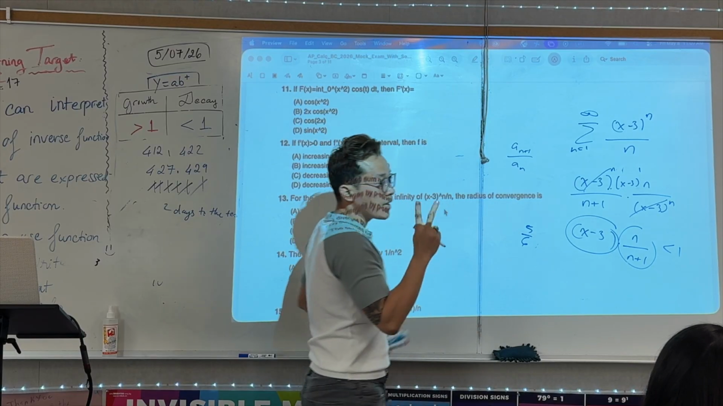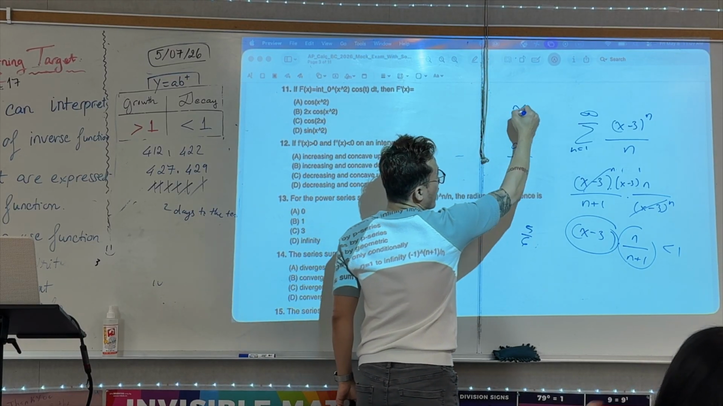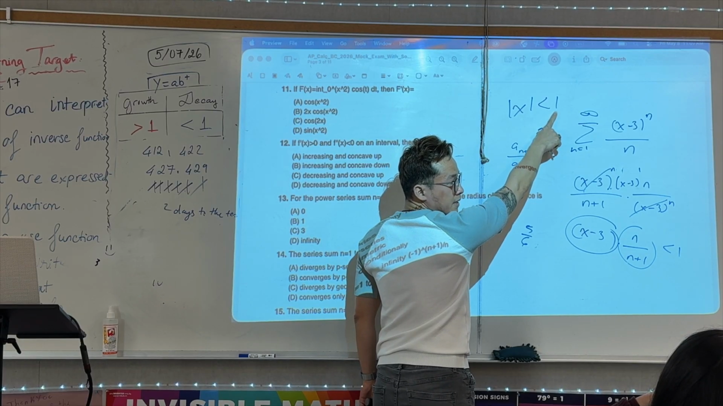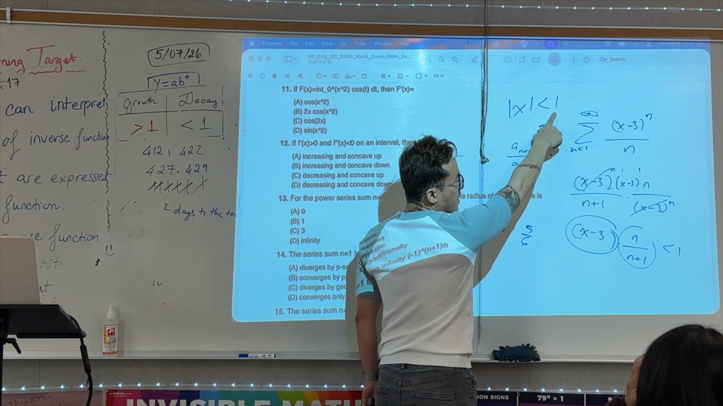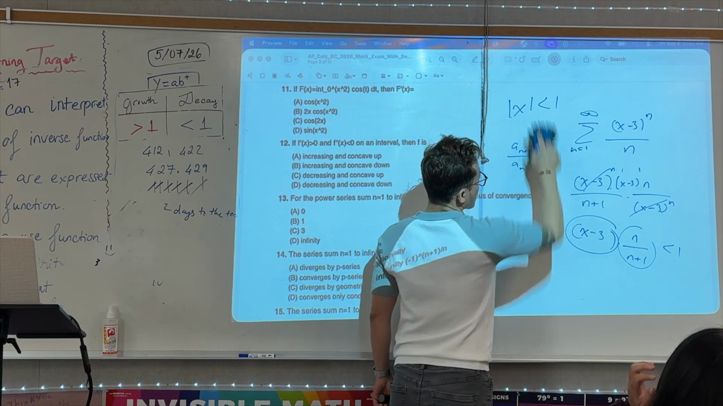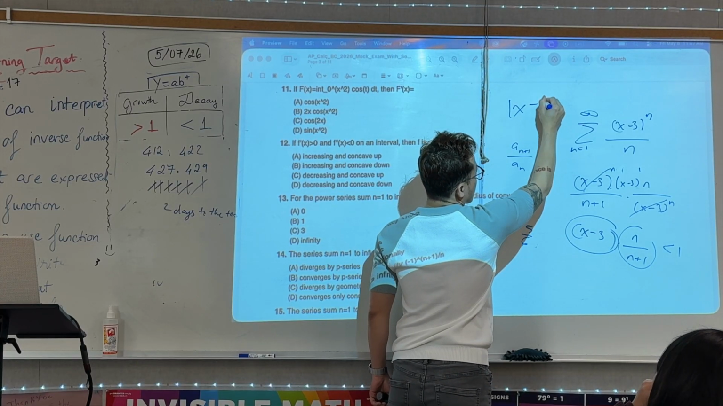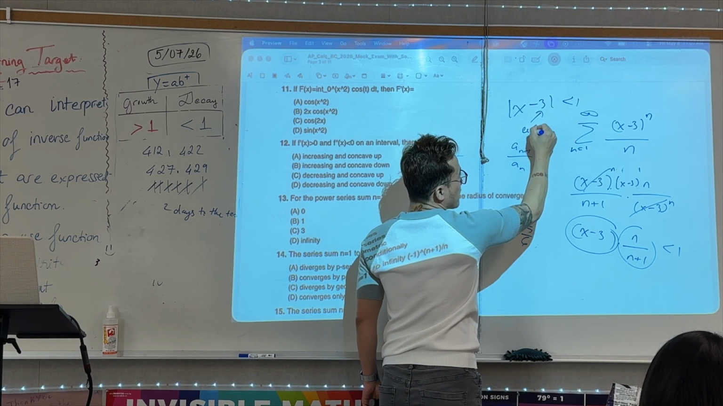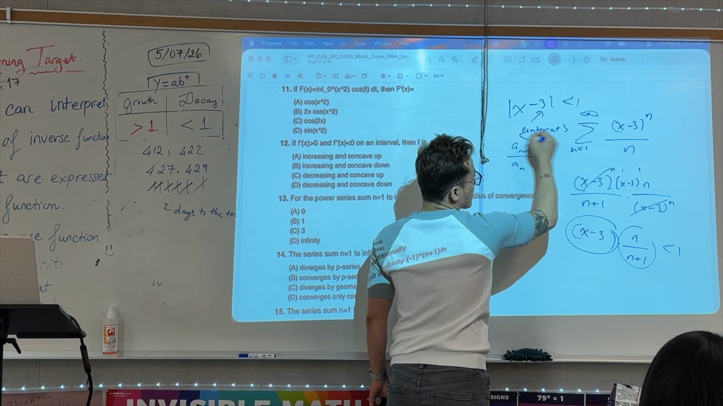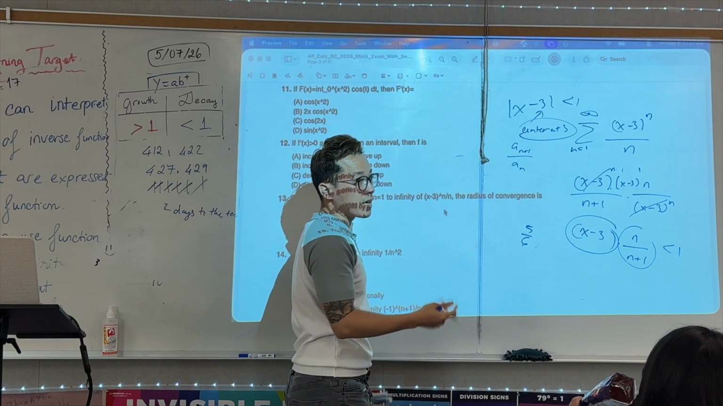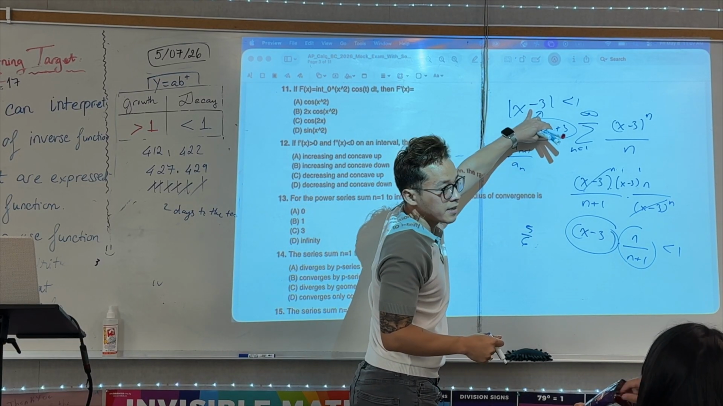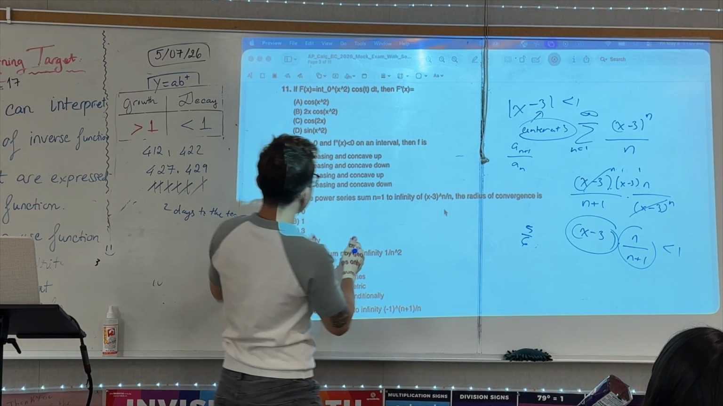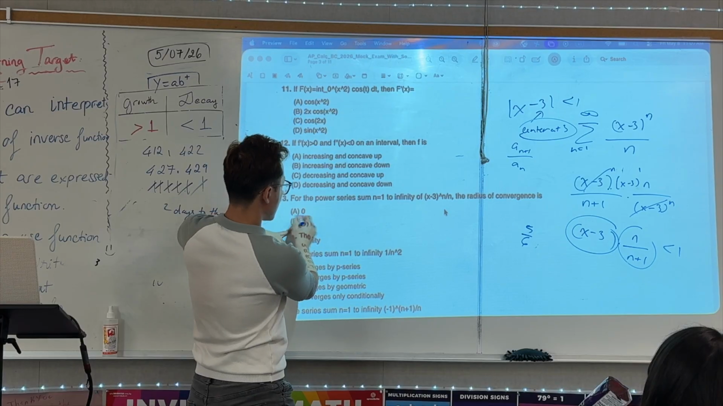Now, two things happen. If you have only this, less than 1, then this will be your radius of convergence. You need this to be less than 1 to be convergent. If you have some number inside here, this is still the radius of convergence. This is going to be just a center at 3. Sometimes they ask, what is the center of convergence? Center at 3. But the radius is still 1. So the answer is still 1.